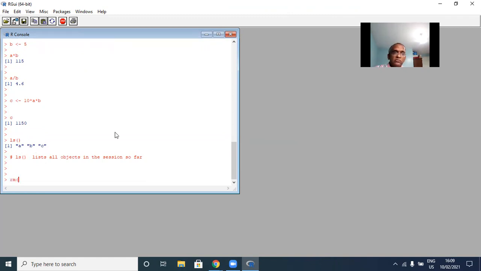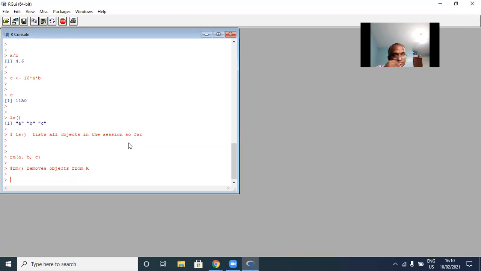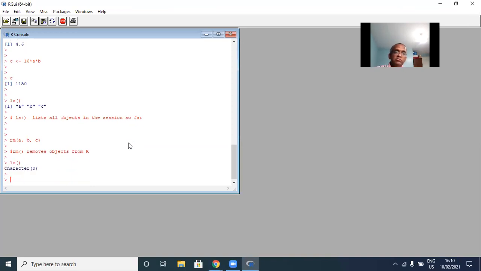Now rm means remove, right? So if you type rm A, B, C, it will remove the objects A, B, and C from the session. So rm removes objects from the R session. Okay. Now, if you type ls again, you will see there are no objects left because you have removed the 3 objects A, B, and C. So there are no objects left in R right now.